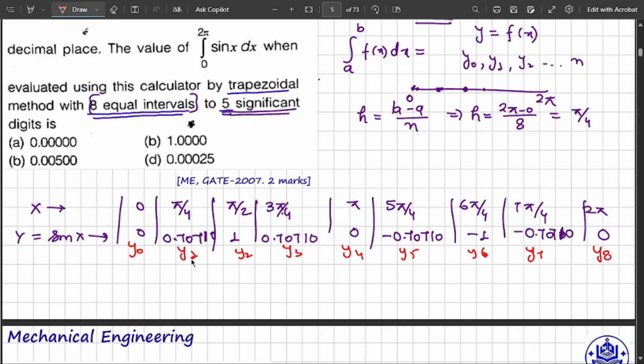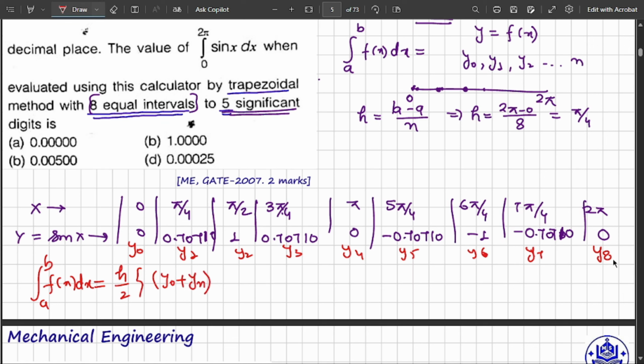So it is 0 plus 8, which means 9 points are there. Now what is the formula for trapezoidal? The formula is y0 plus yn, multiplied by h by 2. There are two ways to write the formula. The basic formula is the integral from a to b of f of x dx equals h by 2, and after that you write y0 plus yn.